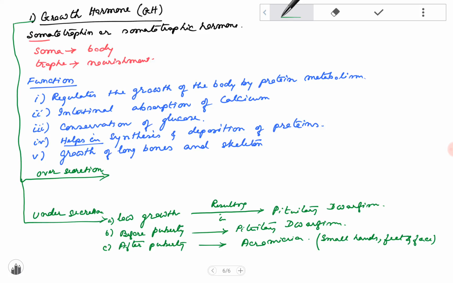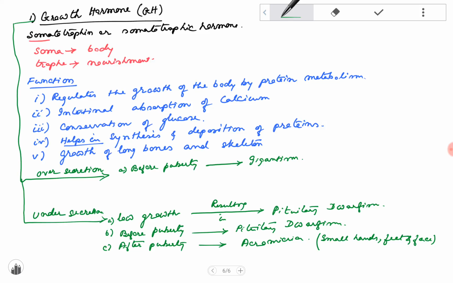Now, oversecretion of growth hormone before puberty is called gigantism. Now you know the person suffering from gigantism has extraordinary growth in height caused by abnormal elongation of long bones in childhood. The limbs are long and the hands are also large and all these things.